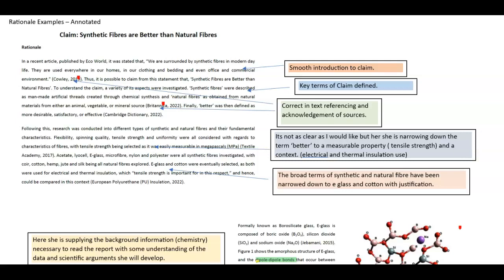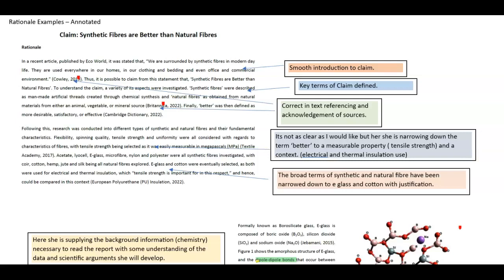Hi guys, the purpose of this video is to go through some rationale examples, some that are fantastic and some that require a little bit of work, to give you an idea about what's expected in your rationale. So rationale basically sets the scene for the research task. It breaks down the claim into a specific research question, but also supplies some kind of context which gives a suggestion that this is an important claim or research question to investigate.